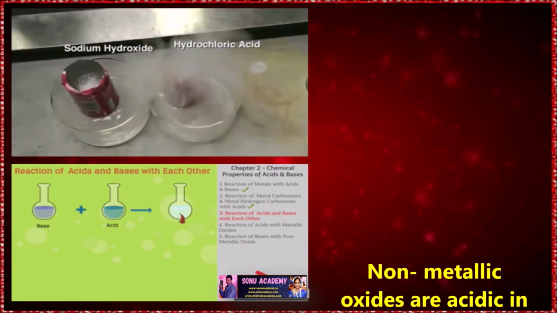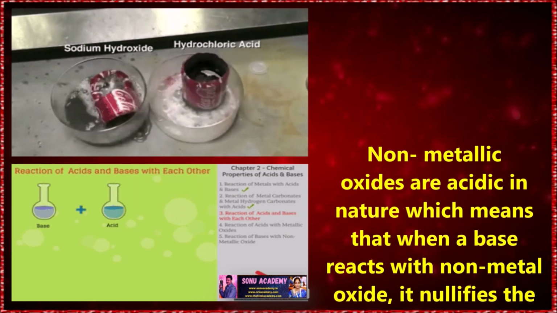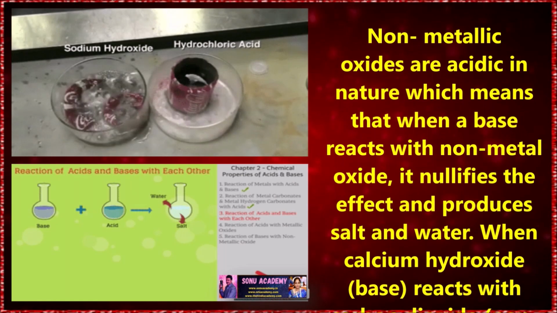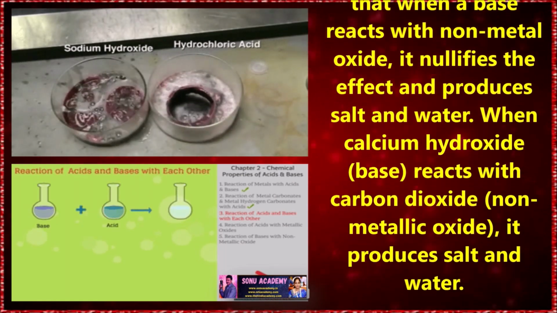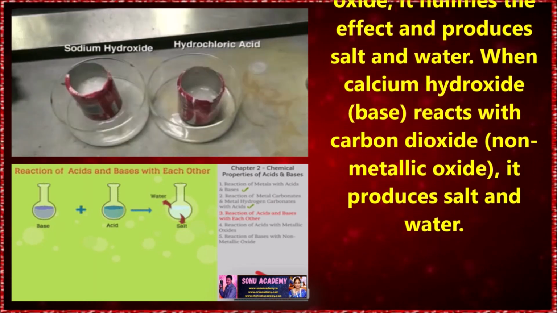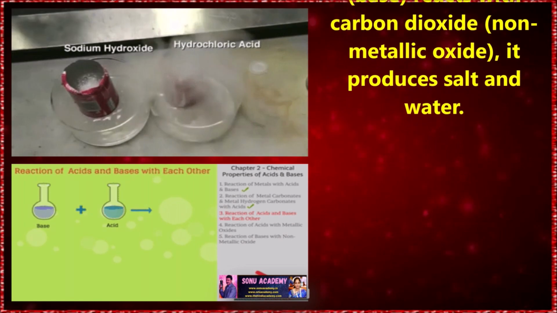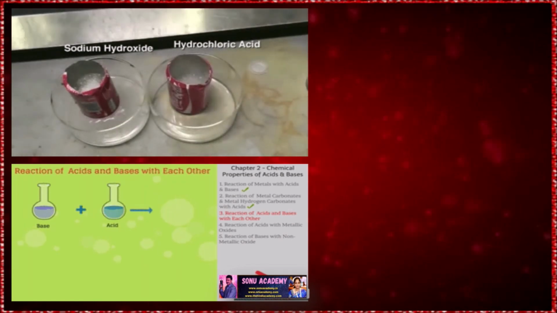Children, let us see what happens when non-metallic oxides react with bases. Non-metallic oxides are acidic in nature, which means that when a base reacts with a non-metallic oxide, it nullifies the effect and produces salt and water. When calcium hydroxide base reacts with carbon dioxide, a non-metallic oxide, it produces salt and water.